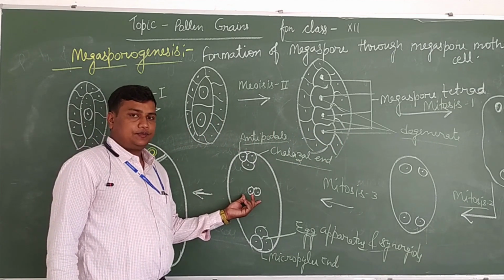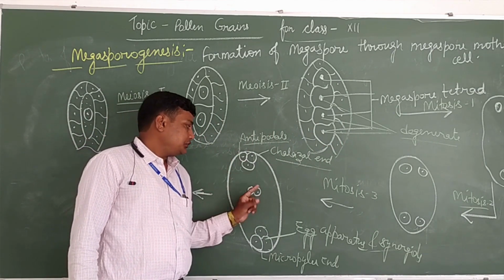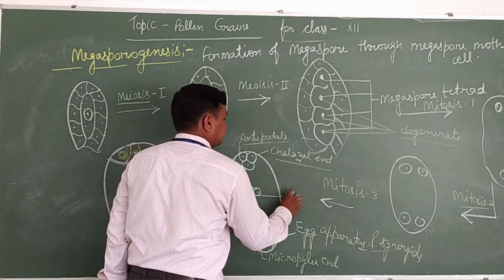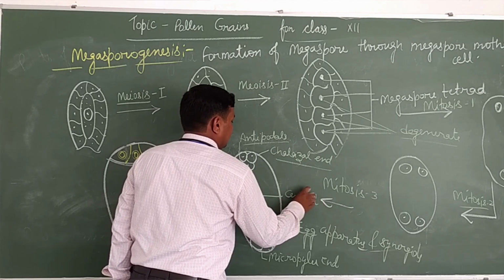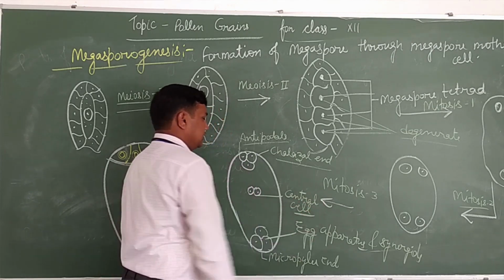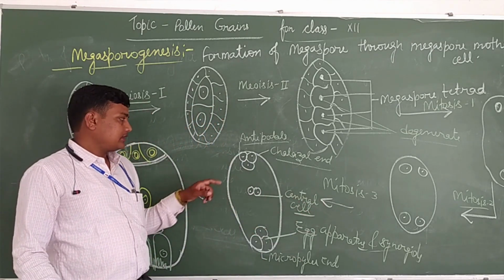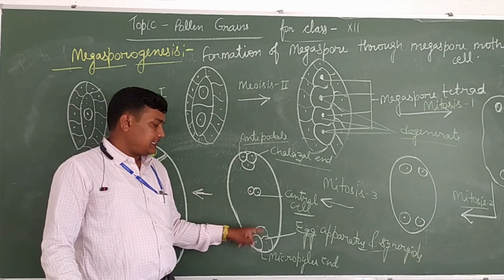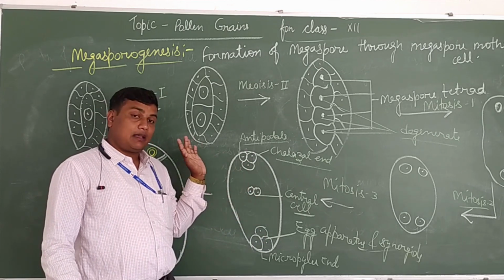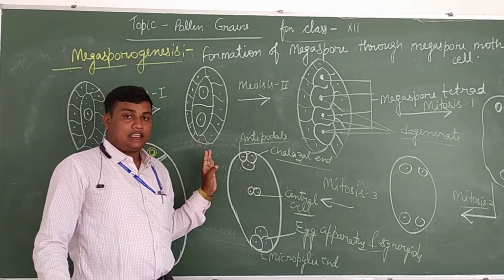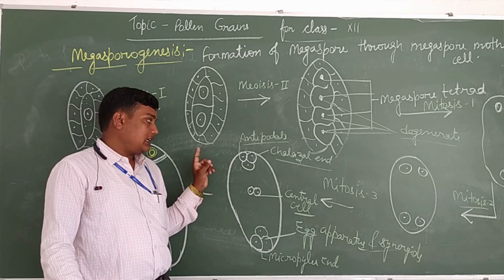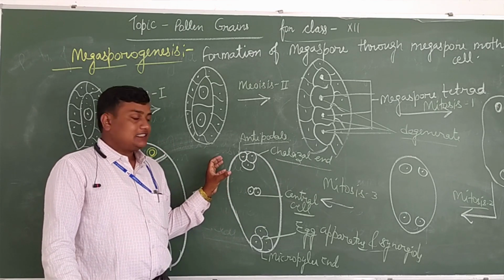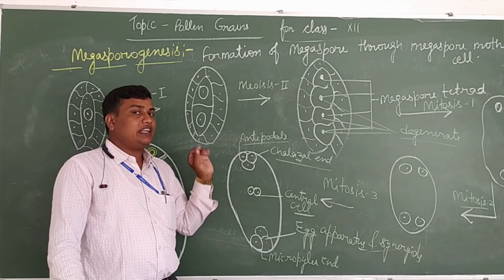At the center, two polar nuclei form one central cell. Now you count the number of cells: 1, 2, 3, 4, 5, 6, 7. So the number of cells is 7, but the nuclei number 8. That's why when the megaspore develops, it changes into a 7-celled, 8-nucleate structure.